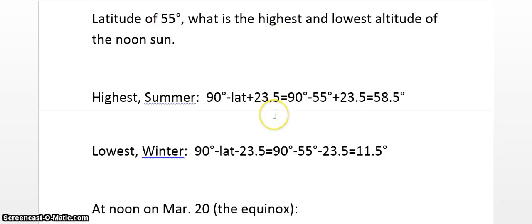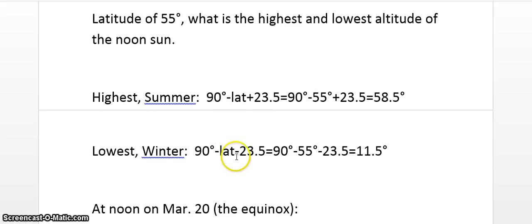So on the first day of summer, the angle that the sun would make would be 58.5 degrees above the horizon. And on that same day, 6 months later, on the winter solstice. Of course, the day when the sun is the highest is the summer solstice. When the sun is the lowest, that's the winter solstice.